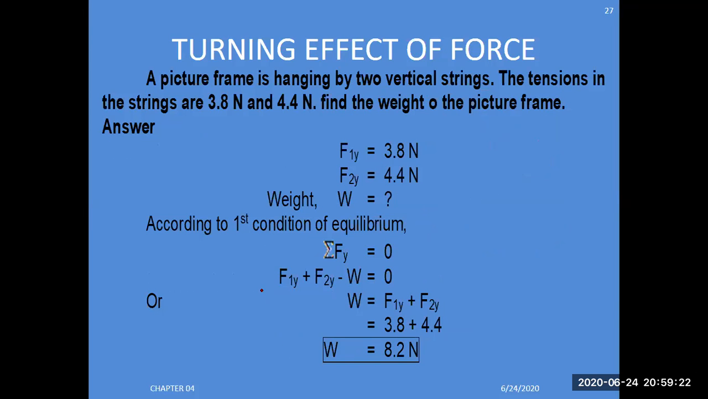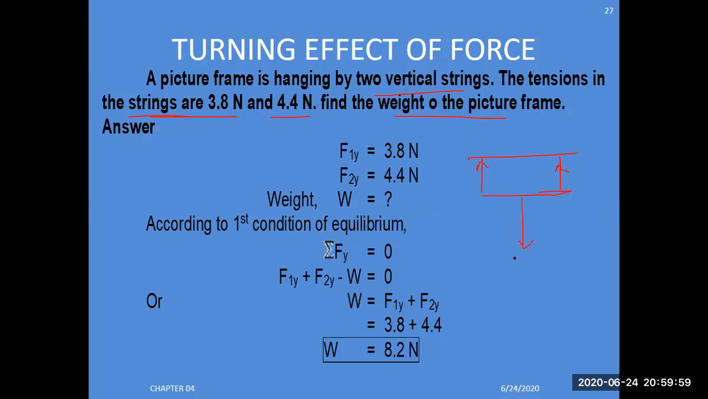So the next one: a picture frame is hanging by two vertical strings. The tension in the strings is 3.8 and 4.4 Newton. Find the weight of the picture frame. You have to apply the condition of equilibrium. Both vertical forces are acting. You know the direction of tension is always upward. If you draw the figure, the weight is acting in the downward direction.